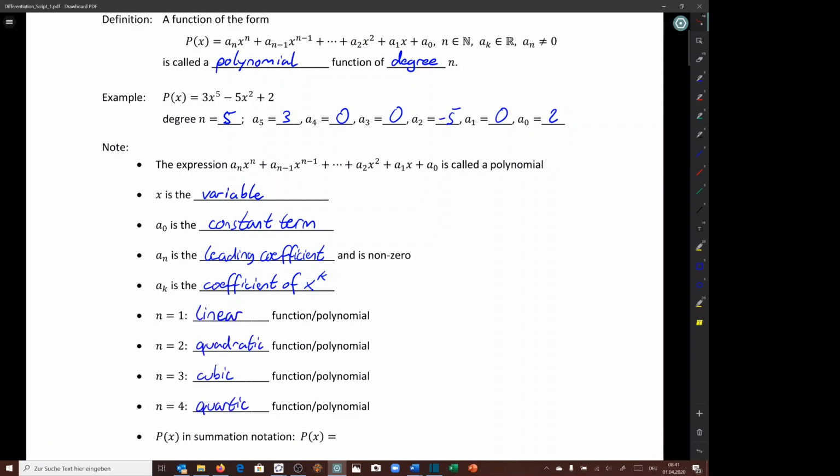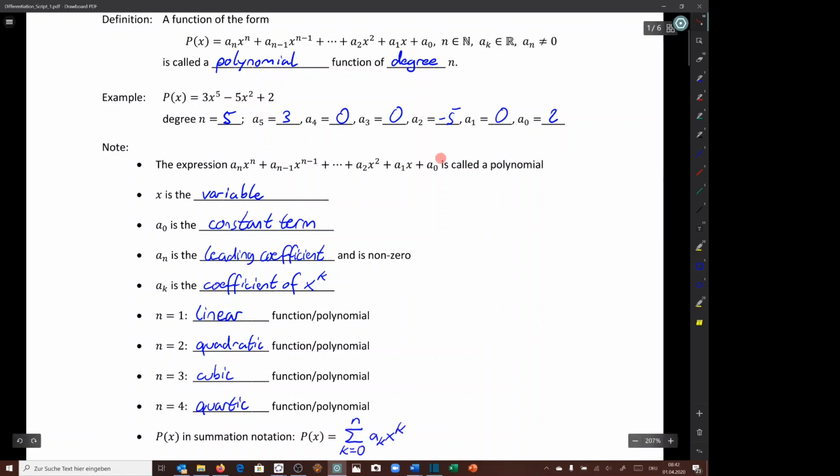For small n, these polynomials or functions have special names. So if n is 1, it is a linear function or polynomial. If n is 2, it's quadratic. If n is 3, it's cubic. And if n is 4, we call it quartic.